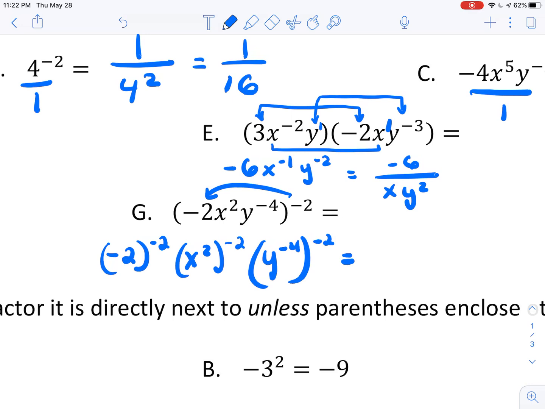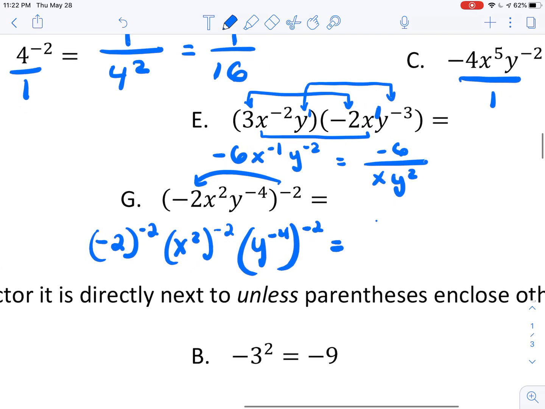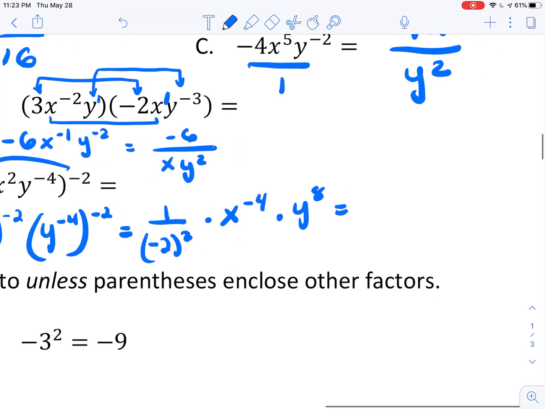So how do we simplify negative 2 to the negative 2 power? Well, the negative brings it to my denominator, okay? And then my denominator eventually becomes a 4, okay? What happens in the second one? Well, that's x to the 2 times negative 2, negative 4. What about y's? Negative 4 times negative 2 is 8.